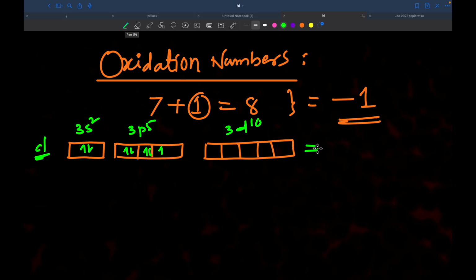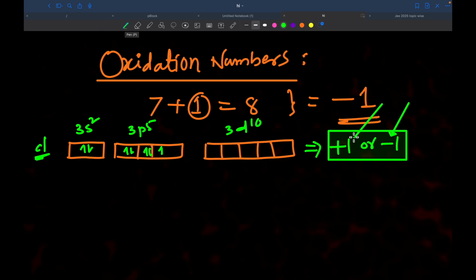Therefore, in this situation, it can exhibit the oxidation numbers +1 or -1 when chlorine is in the ground state. -1 is exhibited when it gains 1 electron, and +1 is possible when it loses 1 electron. So these are the 2 cases.